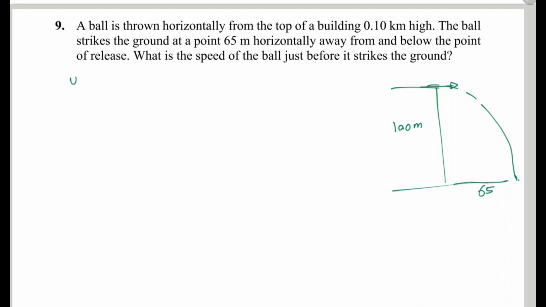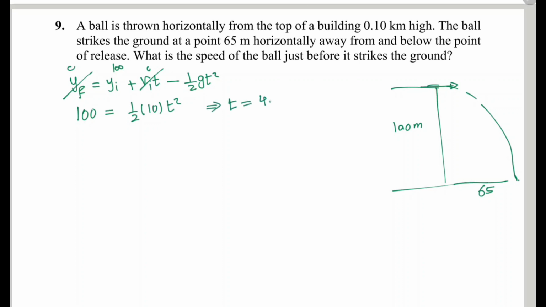Now, y final equals y initial plus the initial velocity times t minus half g t squared. So 100 equals half times 10 t squared. Now this is 0 and this is 0 as well. Now this one is 100. You solve this, t equals 4.47 seconds.